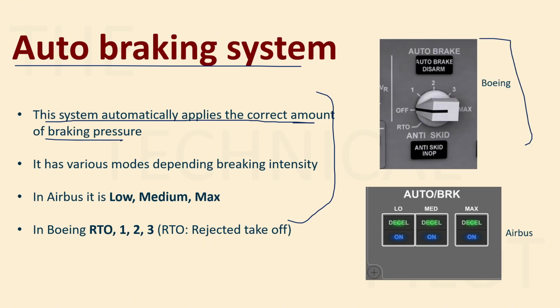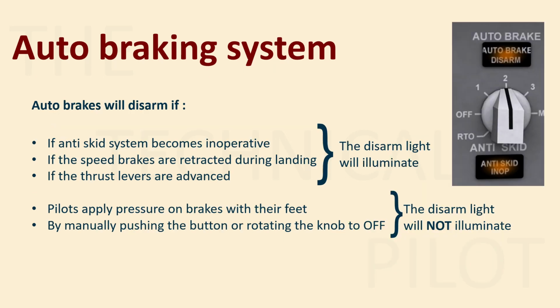In Boeing, you can see that you have off, one, two, and three, and an RTO switch here, right? And it is a knob in Boeing. But in Airbus, you have buttons for low, medium, and high. Oh, sorry, low, medium, and max, right? So you have buttons here, and in Boeing, you have a knob which has RTO, 1, 2, and 3.